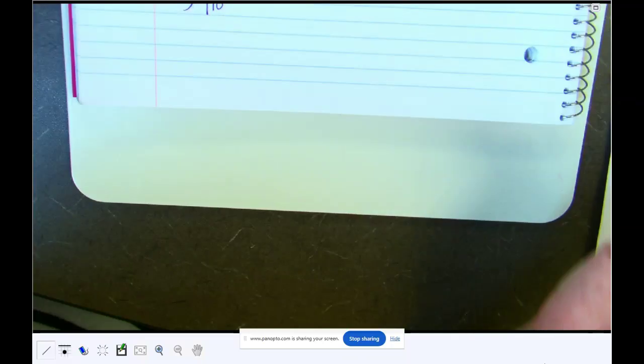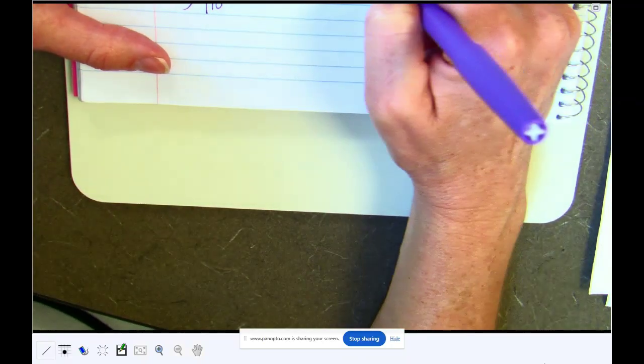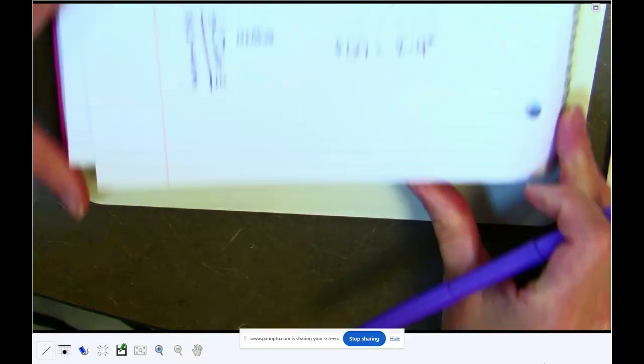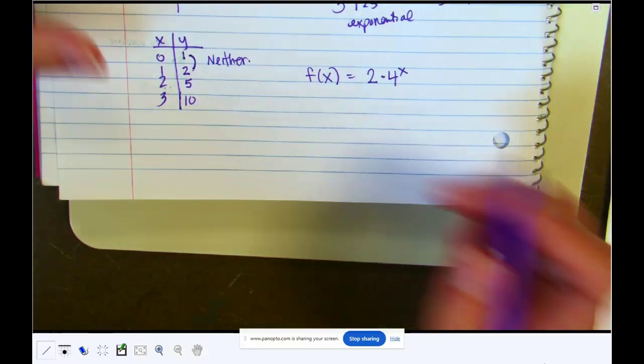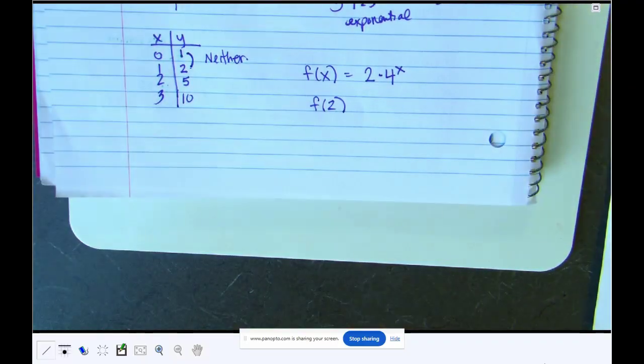I'm not doing any more of those because that is stuff that we talked about for 2 days. So we talked about this. If you have an exponential function, we talked about function notation. I would like you to please find f of 2 for me. Okay, find f of 2.